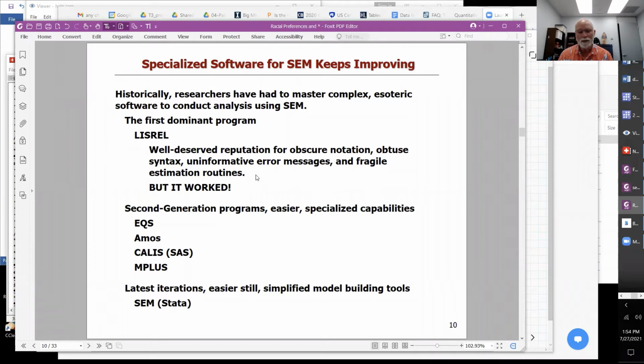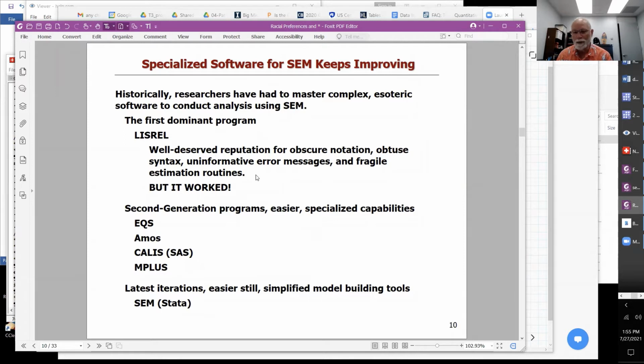And so it turns out that LISREL had a very well-deserved reputation for being completely horrible. It had obscure notation. The syntax of the model expression was unbelievably obtuse. That is, it was really hard to look at the implementation of the syntax and understand the model. You literally had to chart it out on a piece of butcher paper to figure out what the heck was going on. And then it would fail.